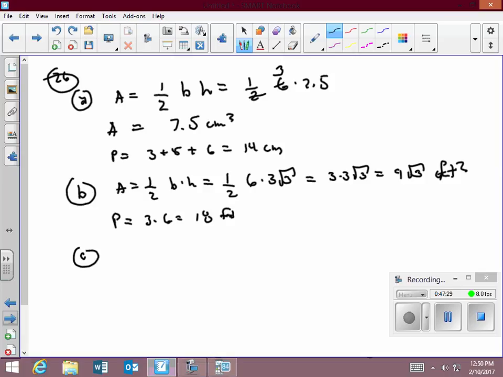Now the C, once again, 1/2 base times height. So you go 1/2, and the height is 2.6. And then the base is going to be 5. It's not 7.5, it's 5. And just extend that out so that you can get the height. So this is 1.3 times 5. I think it's 6.5 inches.